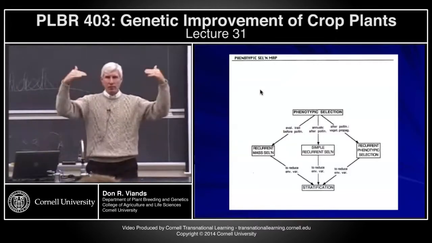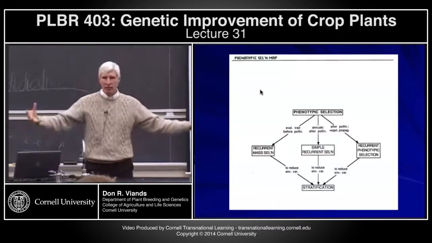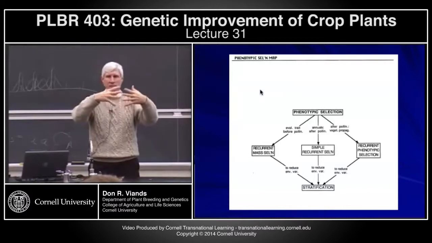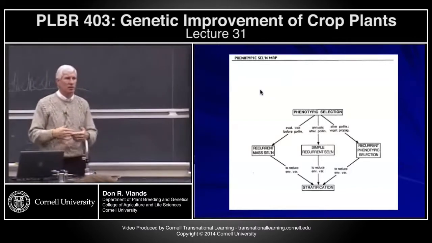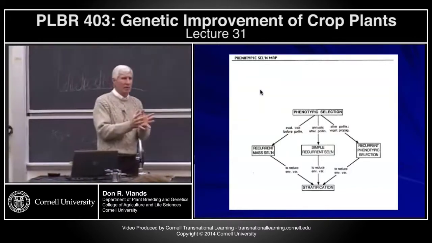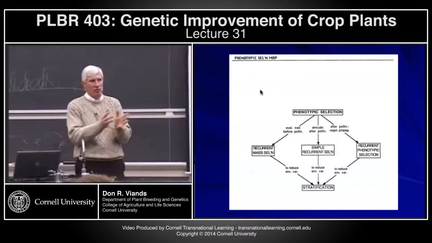To build up the frequency of favorable alleles, give you a better chance of getting better recombinants by cross-pollination as you have a higher frequency of favorable alleles, and in the end try to get even better combinations of genes than you had started with.